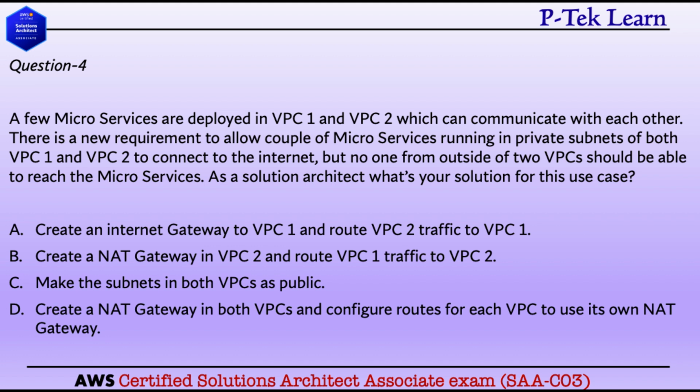Option D, create a NAT gateway in both VPCs and configure routes for each VPC to use its own NAT gateway. So this is the correct option. This is the right solution for this use case because each VPC will have its own NAT gateway and does not need to route the traffic from one VPC to another VPC, and also the external users or sources could not connect to the microservices. So the option is D here.